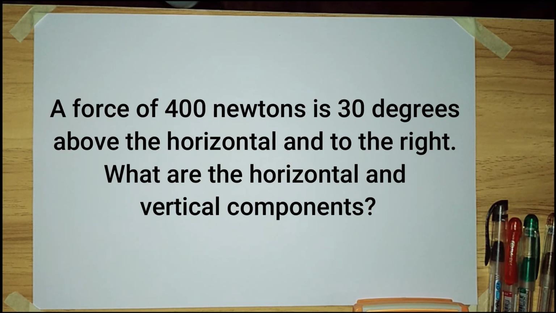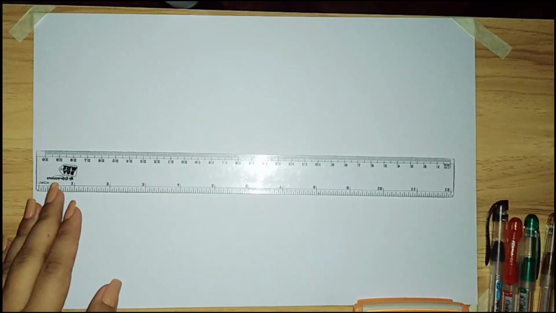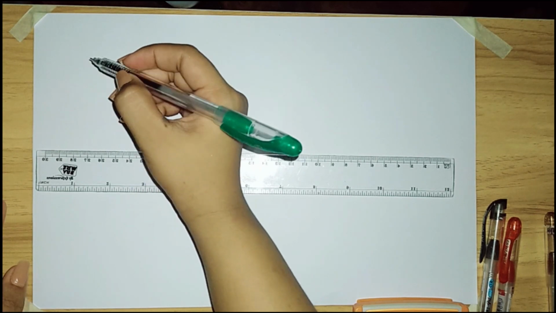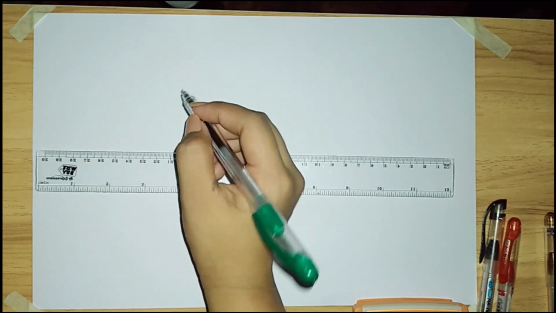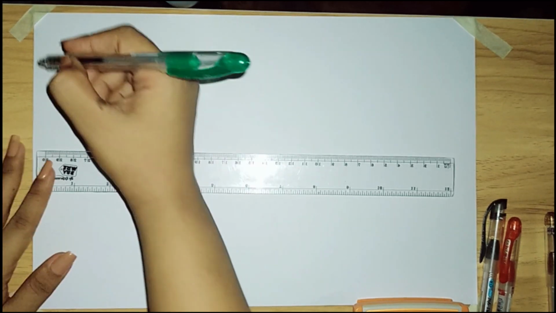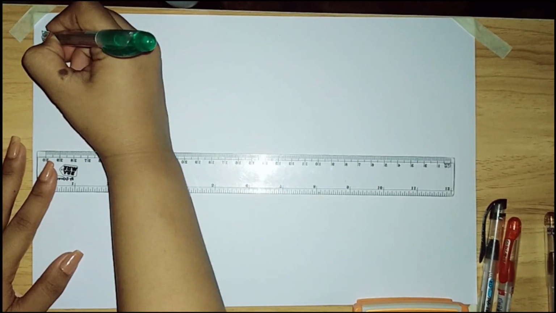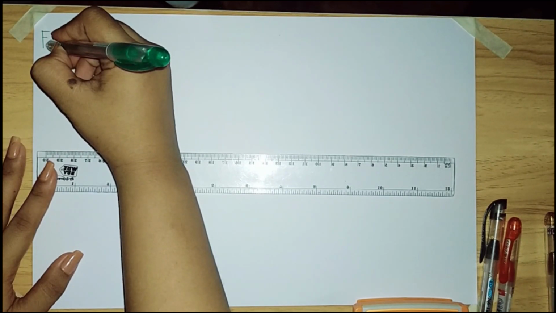Okay, so for us to further understand how we can get x and y component, let us have another example. A force of 400 newtons is 30 degrees above the horizontal and to the right. What are the horizontal and vertical components? Now, let us have here our given. We mentioned the unit newton, so we are going to deal here with force. Let me put F sub R.